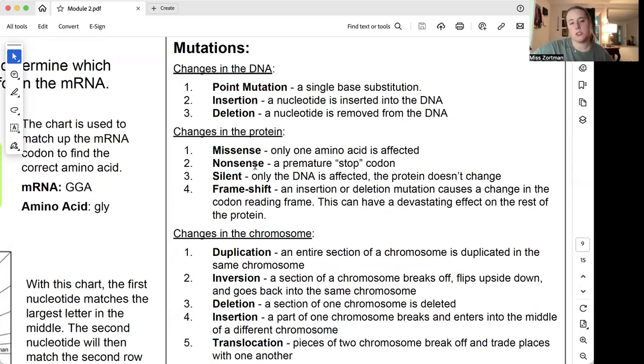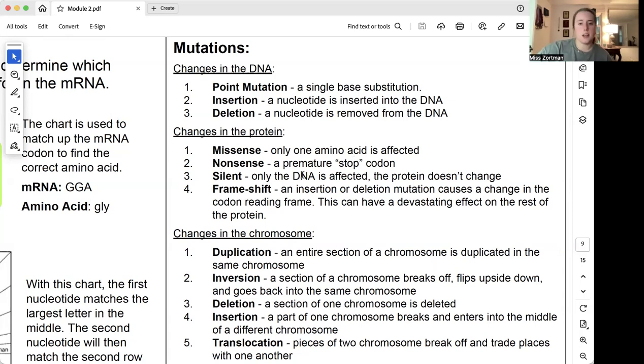Words that are used to describe a change in the protein: a missense mutation is where there's one mistake, okay? One amino acid is affected. There's a nonsense mutation where basically the whole molecule is stopped early, okay? So an entire protein isn't even built.